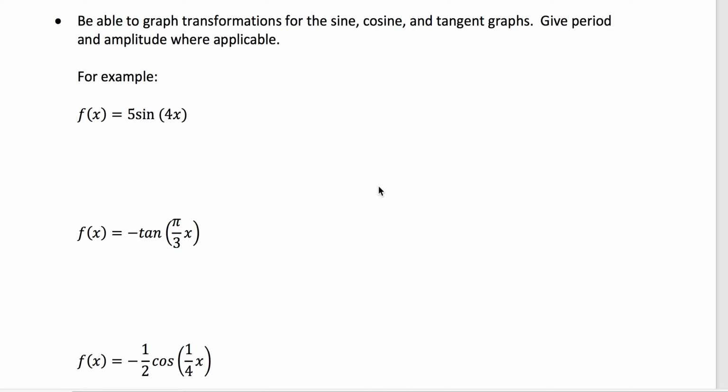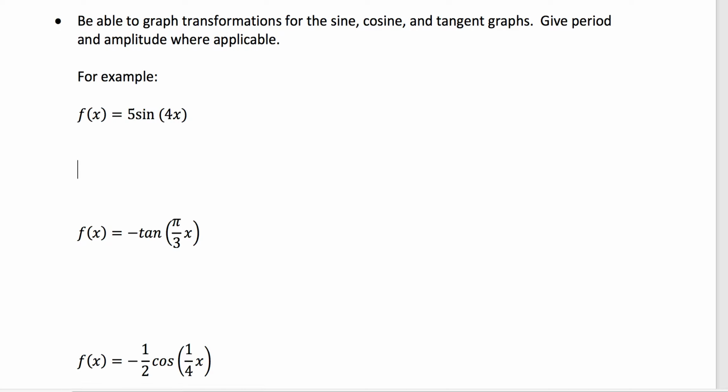Okay, so now that we have talked about graphing the 6 trig functions, you need to be able to do transformations on those graphs. I am not going to ask you on the test to do a transformation for a cotangent or a secant or a cosecant. So I'm going to limit it to sine, cosine, and tangent. So you've got an example of each one here.